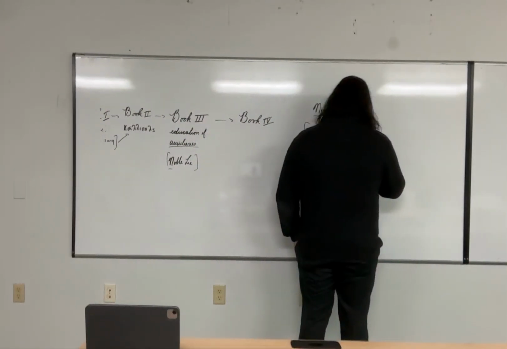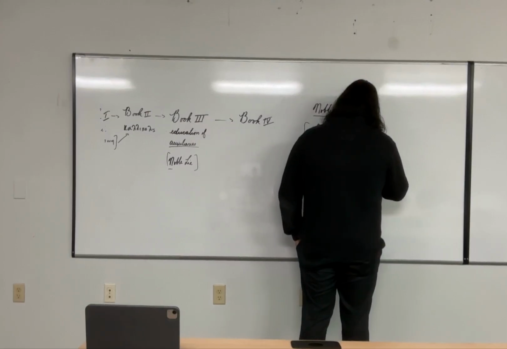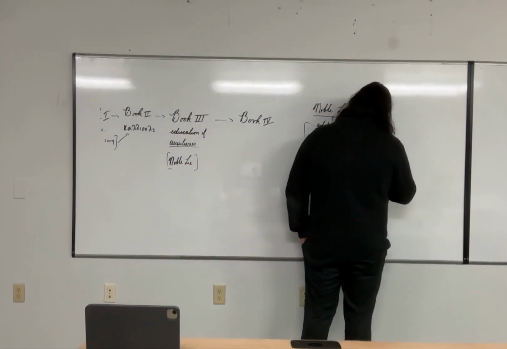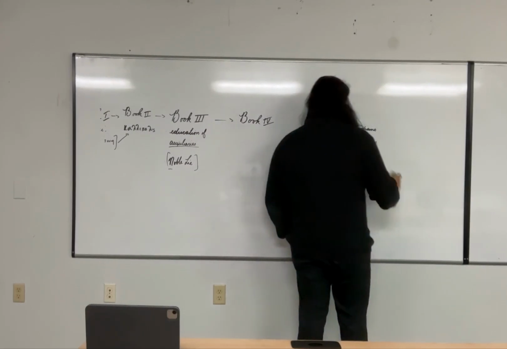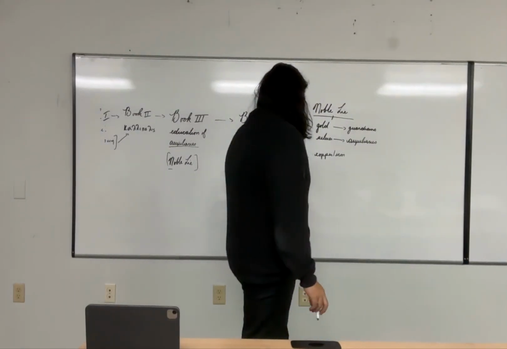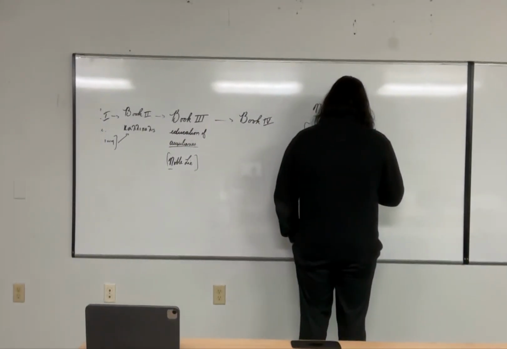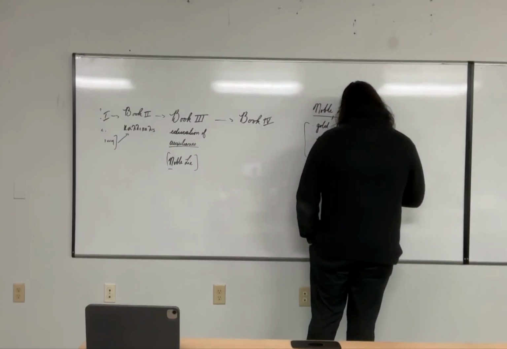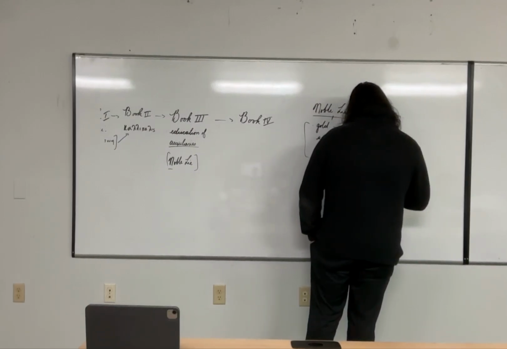Those imbued with silver are our auxiliaries. Those are the ones that we just spent all of book 3 talking about their education. And those imbued with copper or iron are our craftspeople.